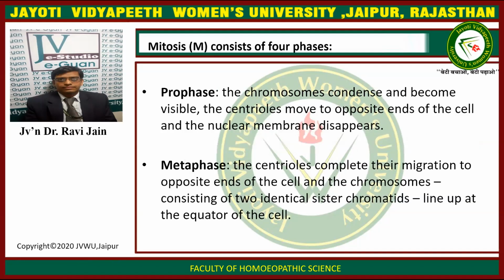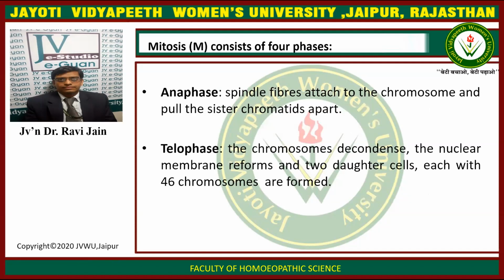Mitosis, the M phase, consists of four phases: prophase, metaphase, anaphase, and telophase. In prophase, the chromosomes condense and become visible. The centriole moves to the opposite ends of the cell and the nuclear membrane disappears. In the metaphase, the centrioles complete their migration to the opposite ends of the cell and the chromosomes, consisting of two identical sister chromatids, line up at the equator of the cells.